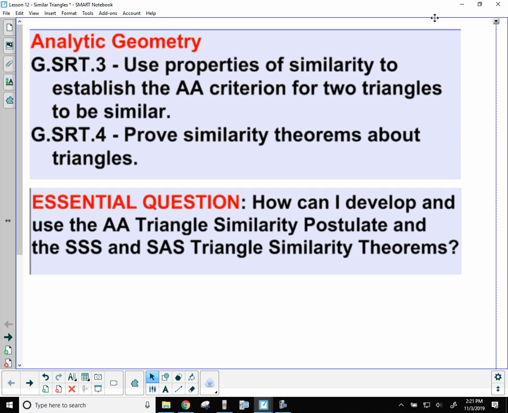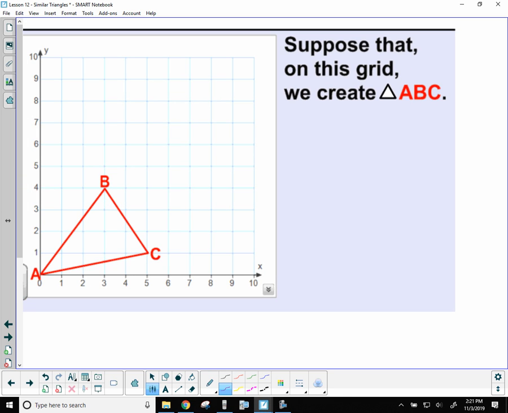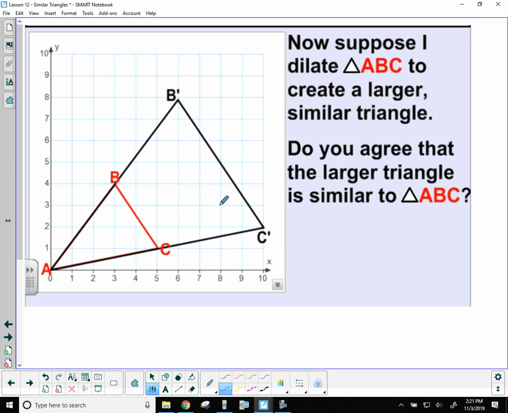So let's get cracking. Let's say I take a triangle. I'm going to get my little marker going. Let's take a triangle. I'm going to dilate it. Slate's not keeping up again. So now suppose I dilate ABC. We create a larger triangle.